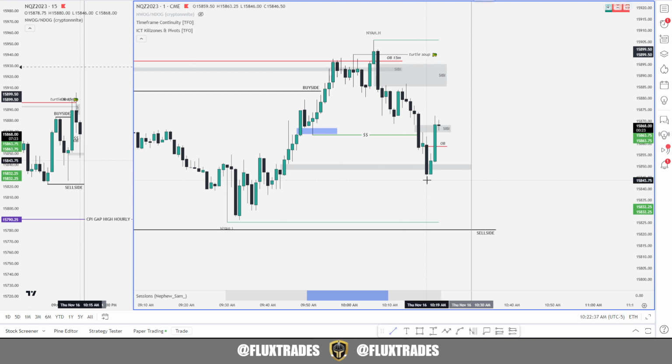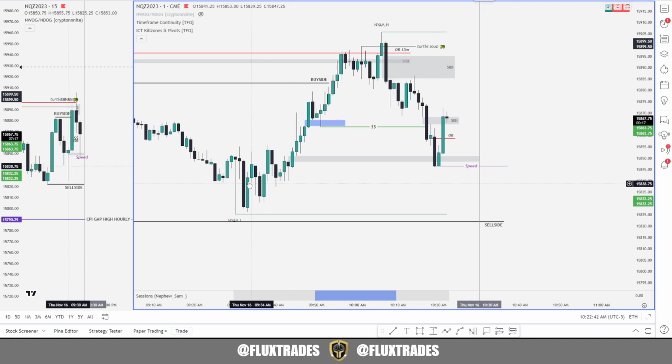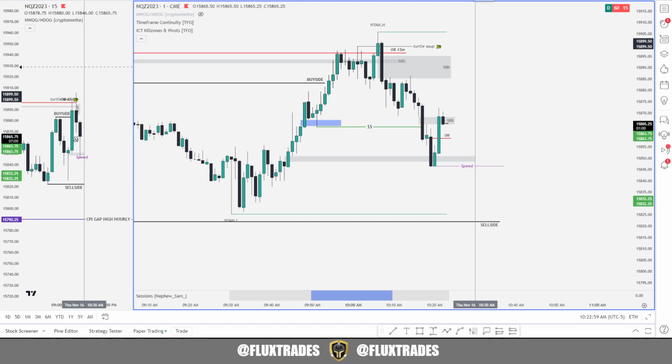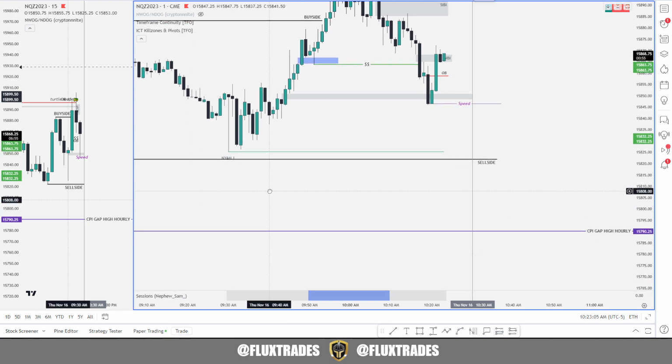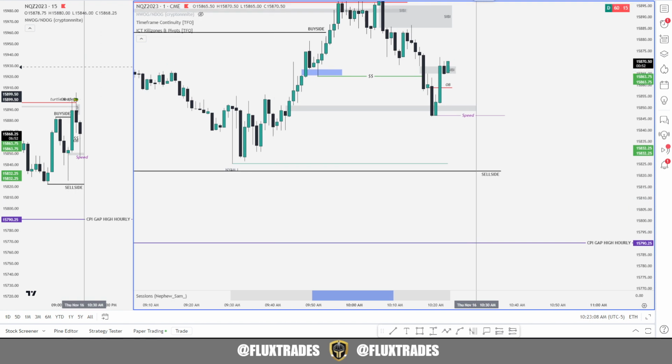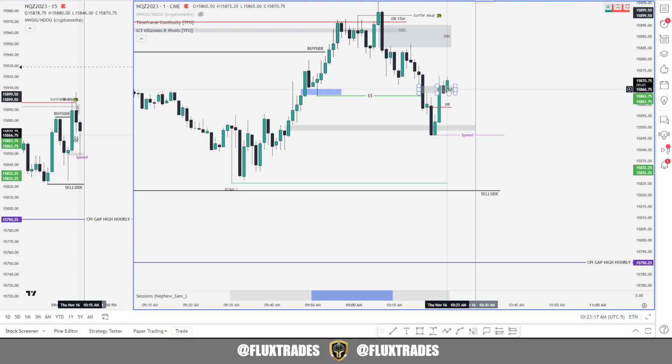So once we get through this low, I do want to see speed. Okay, so I'm not seeing any inefficiently delivered price areas in here, so no fair value gaps. And a lot of stacked liquidity, so should get speed and acceleration through that low. CPI is at, what is that? 15,790. If we can get all the way down there. So I'm watching this gap here.